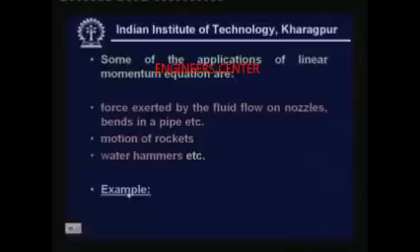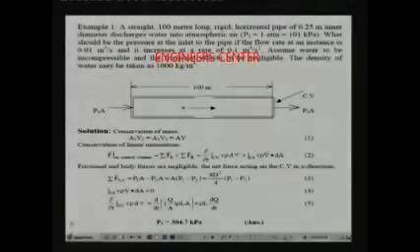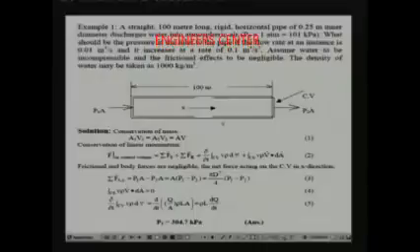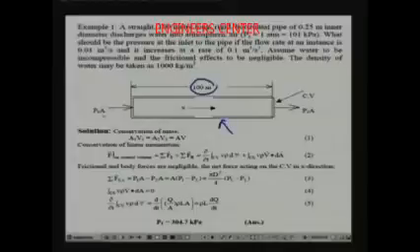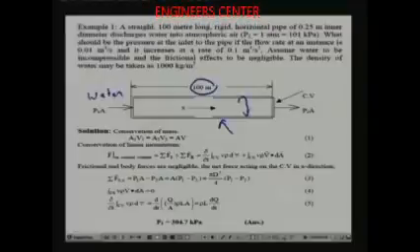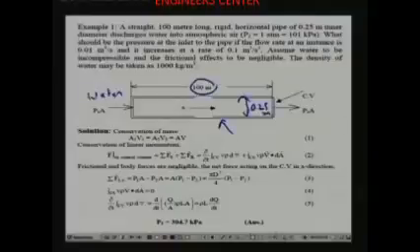Now let me give an example of the application of the linear momentum equation. This is a very simple example. Let me read the problem. We have here a straight rigid 100-meter long pipe through which water flows. It has a diameter of 0.25 meter. It is rigid, it is horizontal, and it's 100 meters long.